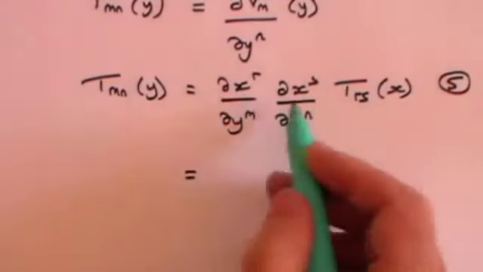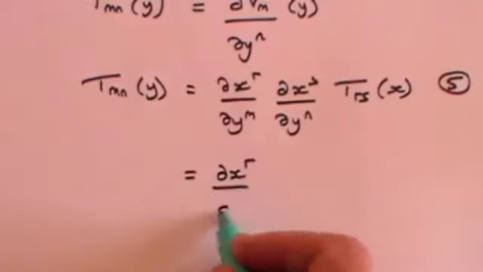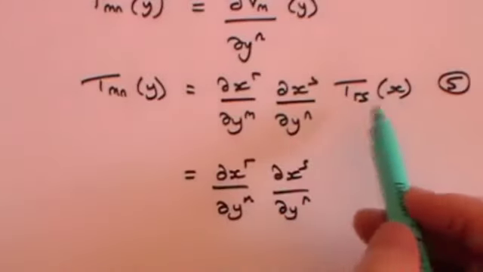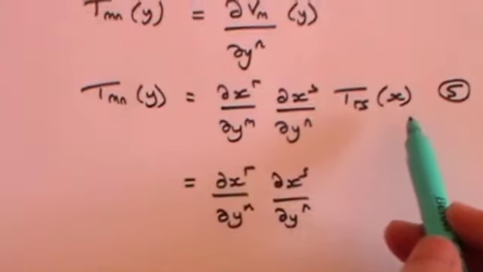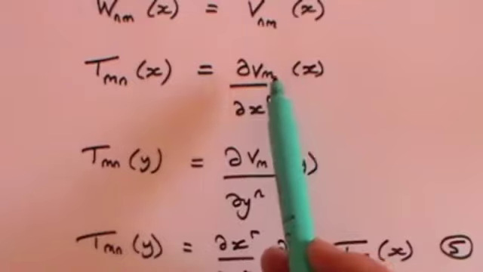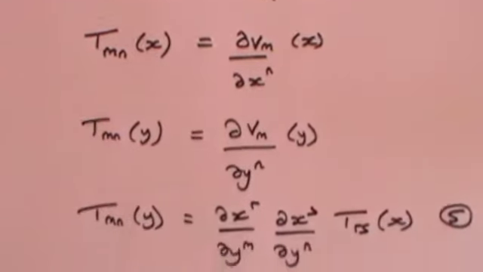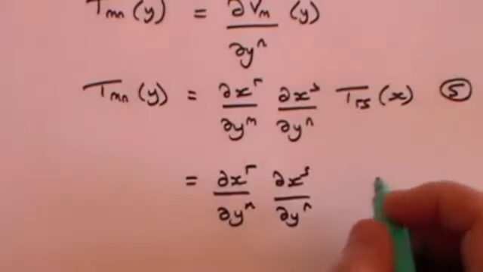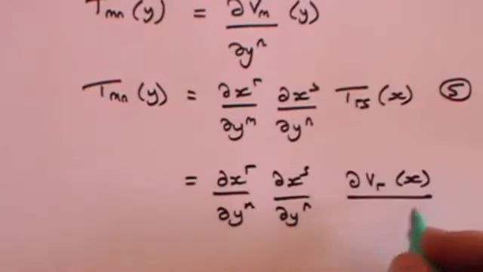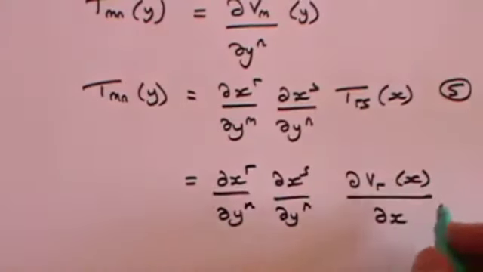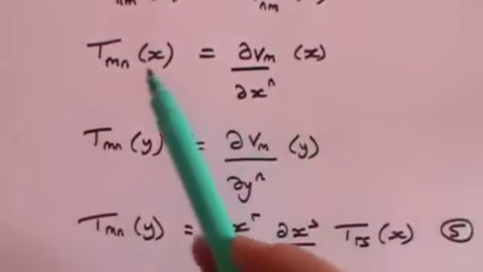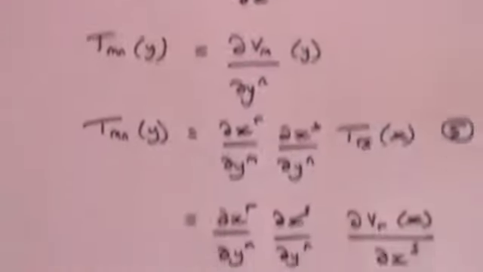That is going to be, I'm just going to rewrite these terms here, dxr by dym times dxs by dyn. But instead of Trs in the x frame of reference, I'm going to use this term here. But of course, I'm going to change m and n to r and s. So this now becomes, from the equation above, dvr in x divided by, or as it were, with respect to dxs. I've simply written Trs in this form here, a dv by dx term.